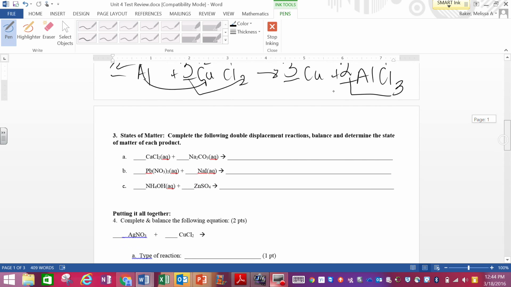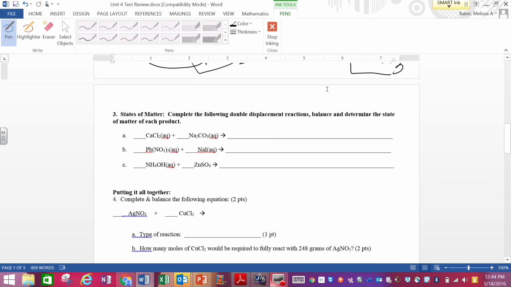All right. States of matter. So complete the double displacement reactions, balance, and determine the state of matter. So you need your activity series / solubility table here. Na is now going to be with Cl, so charges cancel out. And Ca is now going to be with CO3. Again, the charges cancel out. So check your balancing. I see Na2. Now we're good, 2 Cls. And if I look up NaCl, it says it's aqueous. And CaCO3 is the solid.